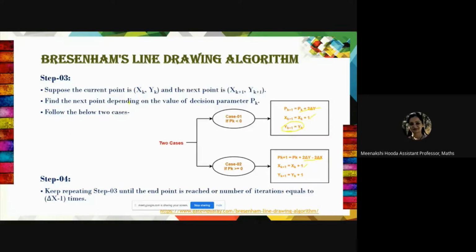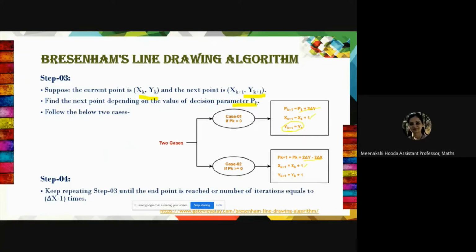After that, suppose the current point is represented by xk and yk, and the next point we have to calculate is xk plus 1 and yk plus 1. Then we find the next point depending on the value of the decision parameter pk. The previous value of the decision parameter will decide the next value of the decision parameter, and also it will decide whether we have to increment the value of y or not. So these two decisions will be taken on the value of this particular parameter.